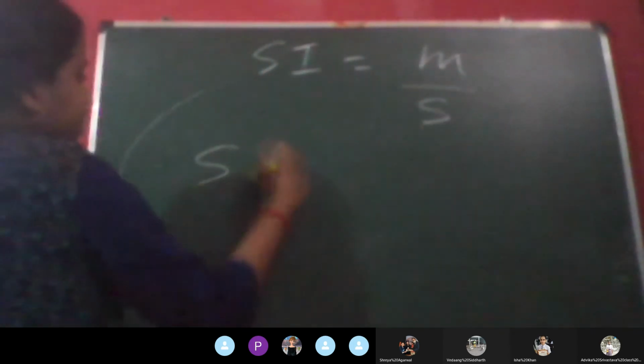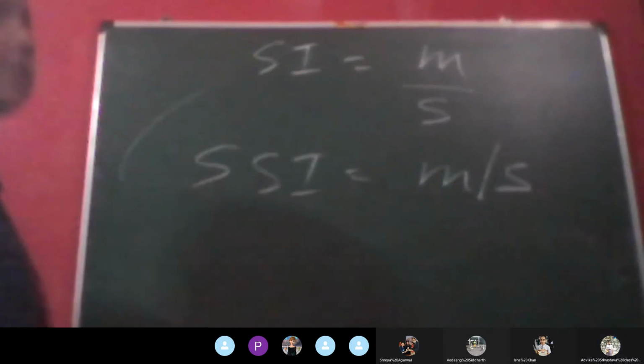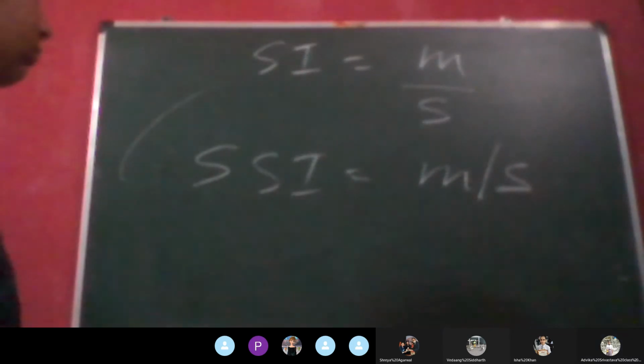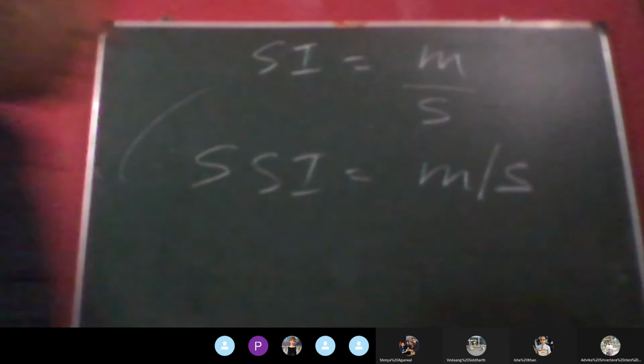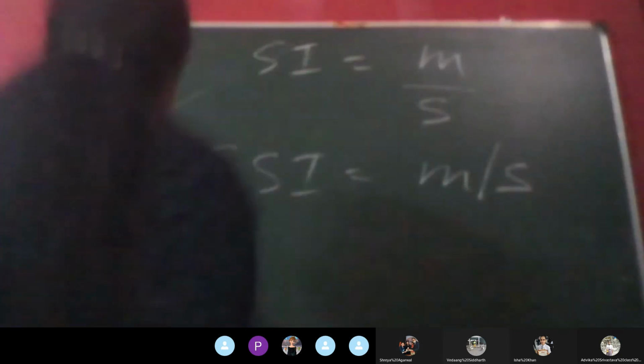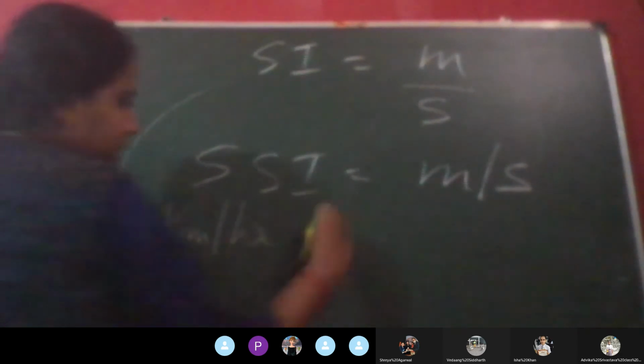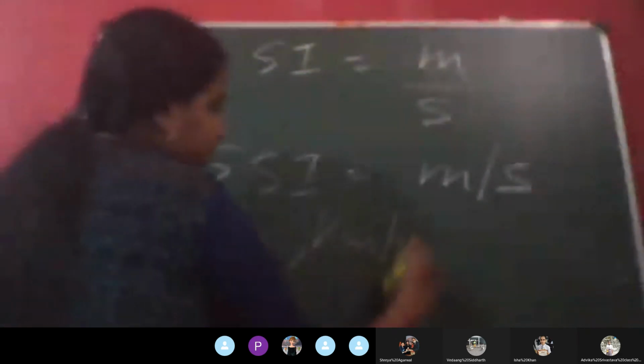That means what is the SI unit of speed? Meter per second. Is it fine? Yes, ma'am. So meter per second. Now comes the higher unit. For higher units, it can be kilometer per hour, it can be kilometer per minute.